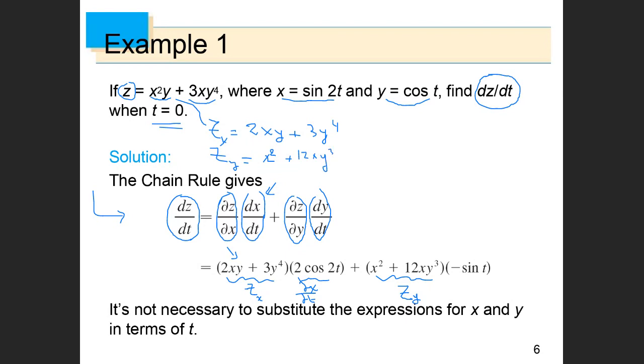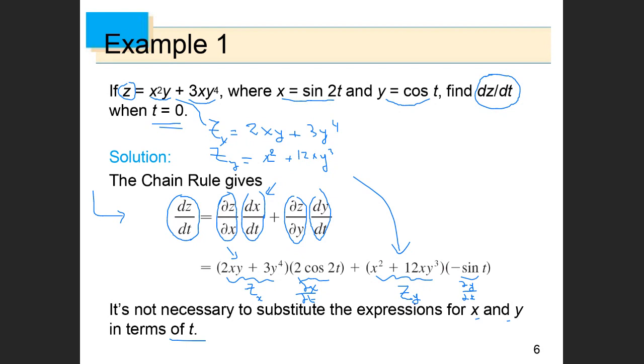Okay? So this is what you got here. And the last part, which is dy over dt, the derivative of cosine t, y is cosine t, with respect to t, of course, you're going to get minus sine t. This guy is dy over dt, which is minus sine t. So as you see, now it's necessary to substitute the expressions for x and y in terms of t.